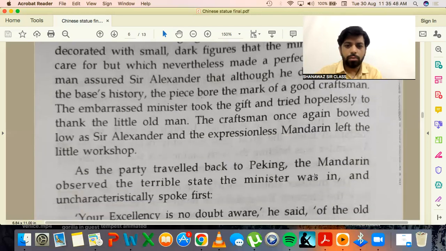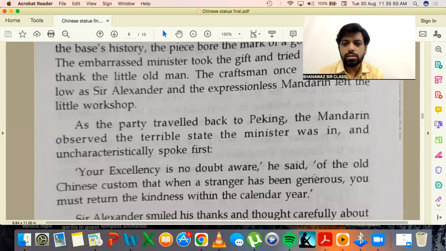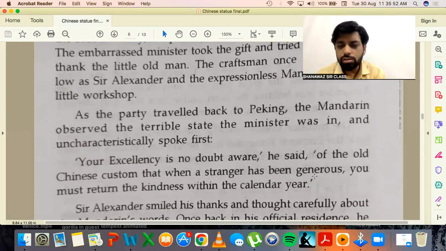So they boarded and come on. As they were traveling back, the translator said, "Your Excellency is no doubt aware that if you take something, then you have to return that thing of the same value to that person."